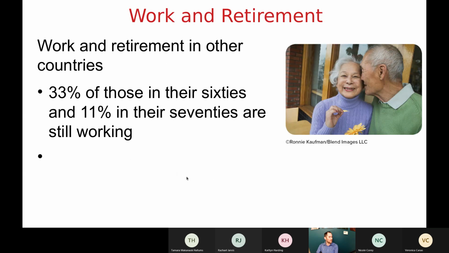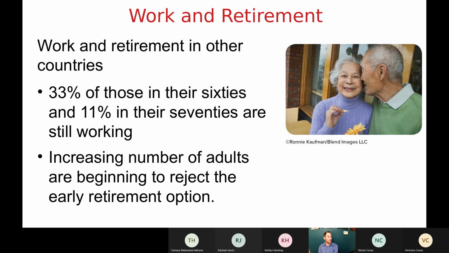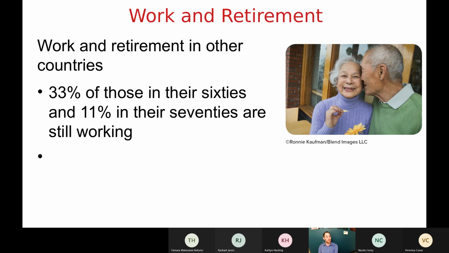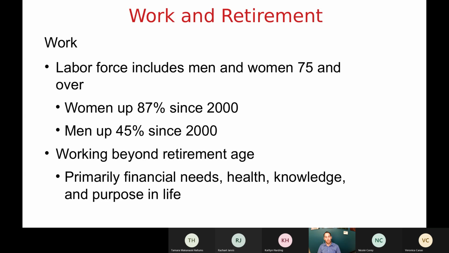So a couple slides later, this is very different than some other countries. So in other countries, 33% of those in their 60s and 11% of those in their 70s are still working. So that's a lot smaller than here in the US. So a lot more people are working than that 33 and 11% because of those financial needs.